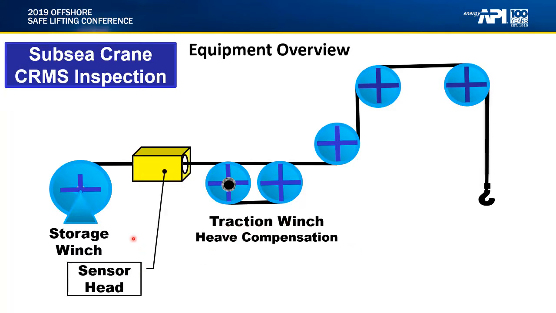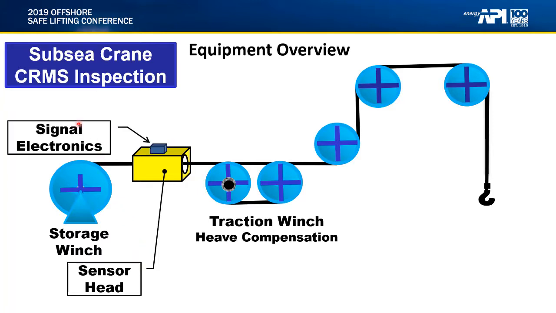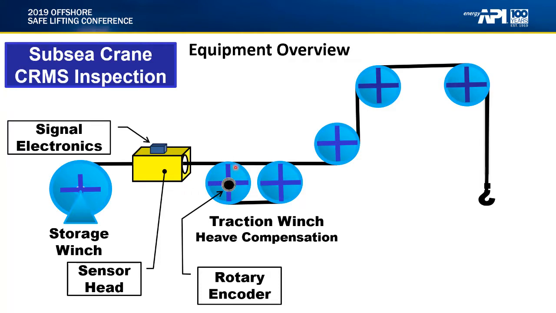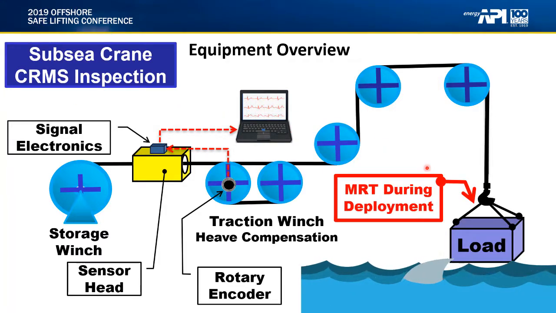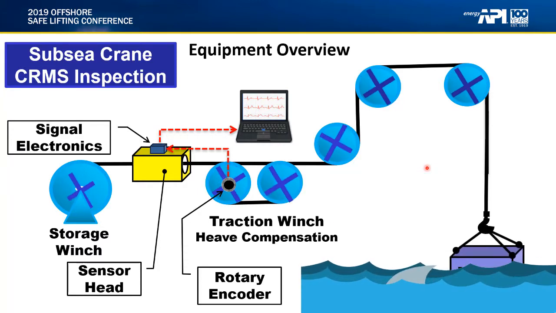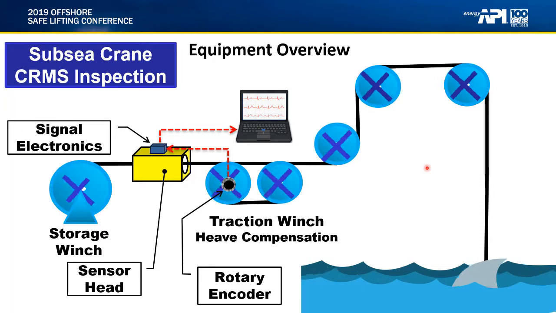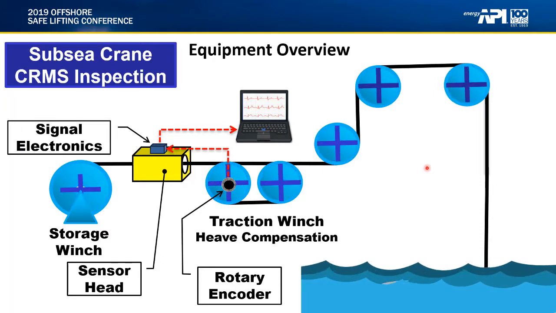First, you mount your sensor head with appropriate signal electronics embedded within the assembly, a rotary encoder with feedback signal back to the signal electronics, an interface from the sensor assembly to a computer running the appropriate data acquisition software. Once the load is attached, you can begin your MRT analysis during the deployment of the load. Notice that data is being collected into the system for further analysis and display.